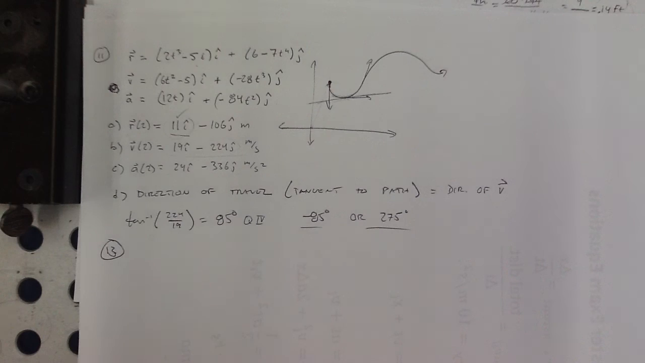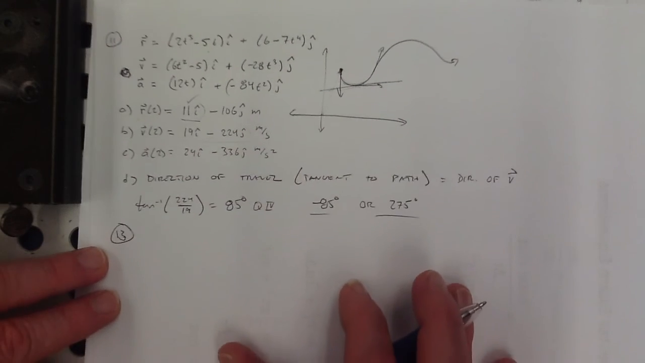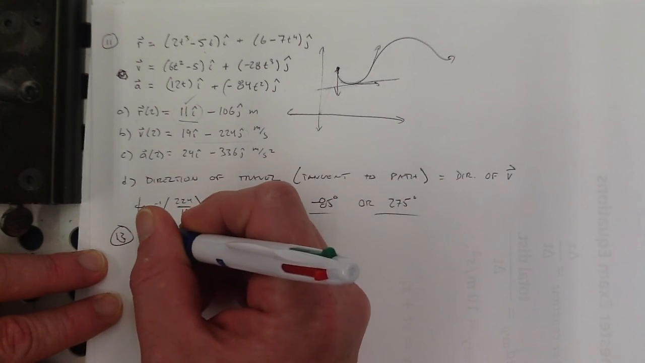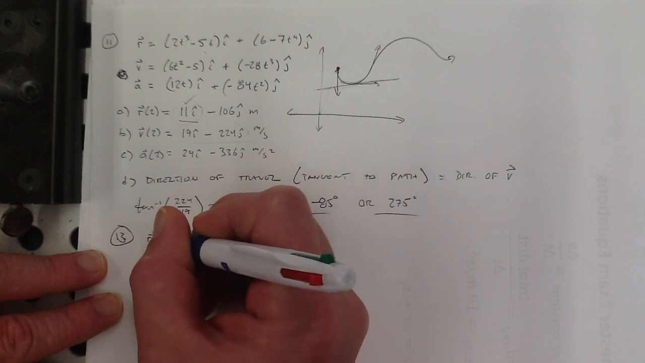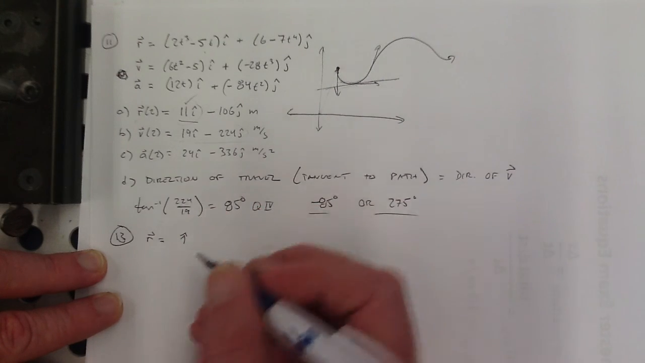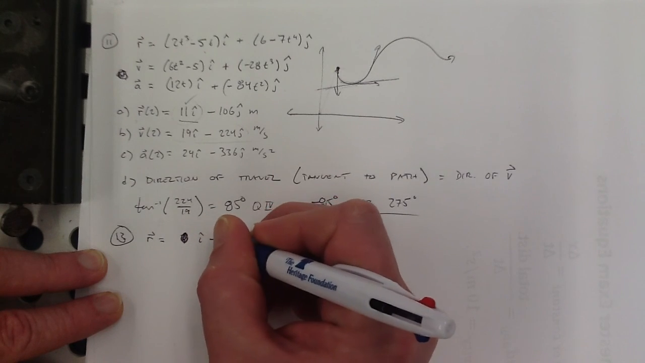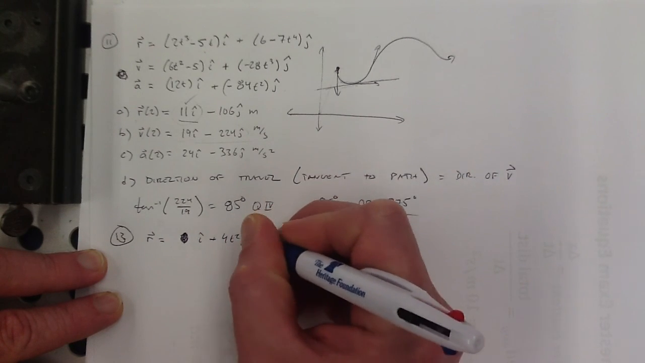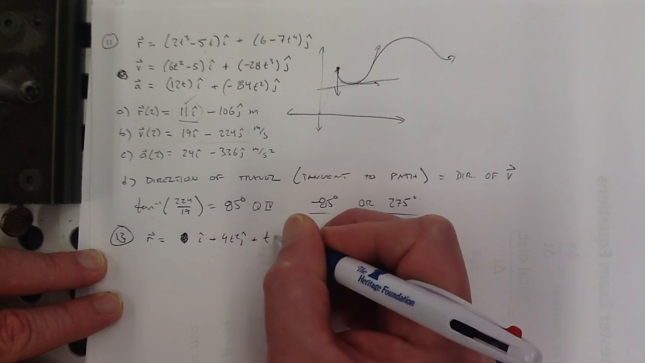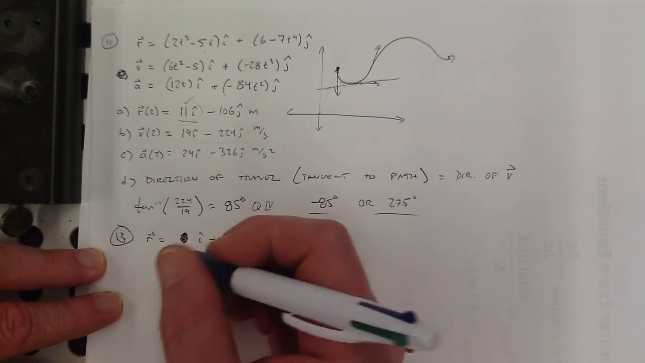13. The last one. Particle moves so that its position in meters as a function of time is this. Write an expression for its velocity and acceleration as functions of time. So let's see. Particle r is equal to i, just the i by itself, that's like 1i, plus 4t squared j plus t k. And they want expressions for velocity and acceleration as functions of time.